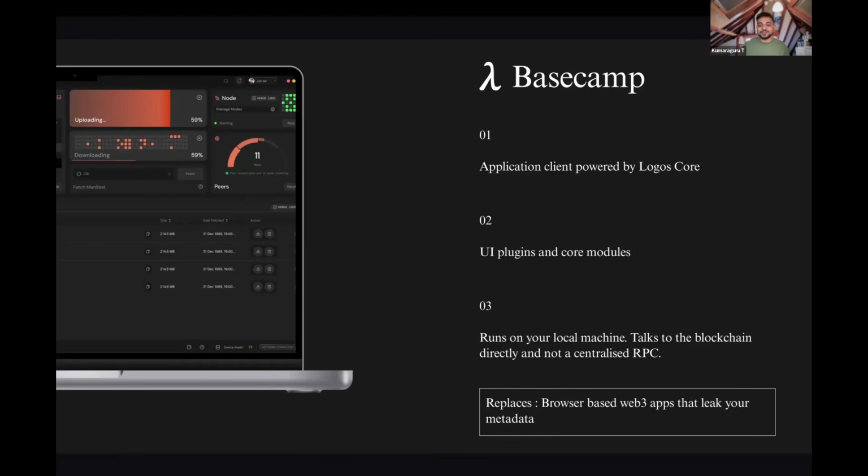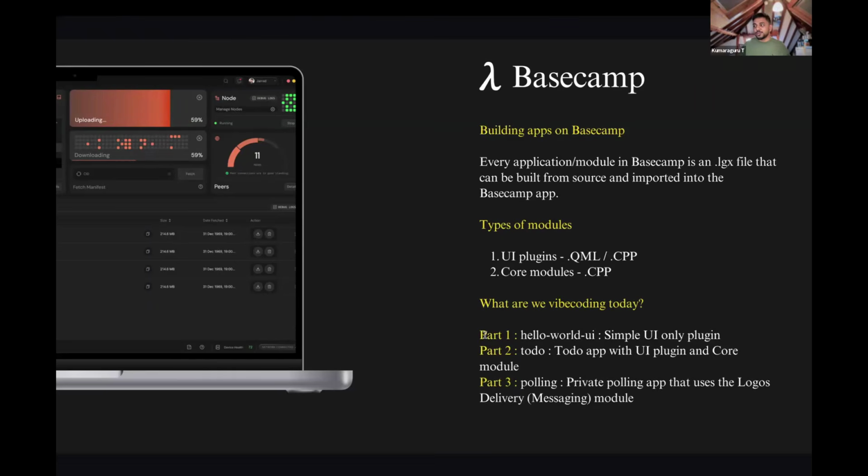So I'm using AI to my benefit to build apps on top of Logos Basecamp. You can run Logos Basecamp on your local machine, and it talks to the blockchain directly and not a centralized RPC. And this can replace browser-based Web3 apps that leak your metadata. So going on, I think this is the last slide, and then we go right into the code, which is probably the most exciting part for me.